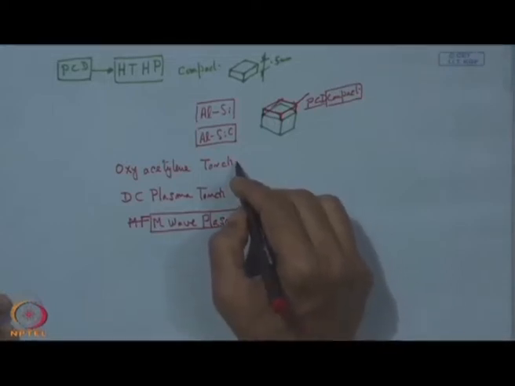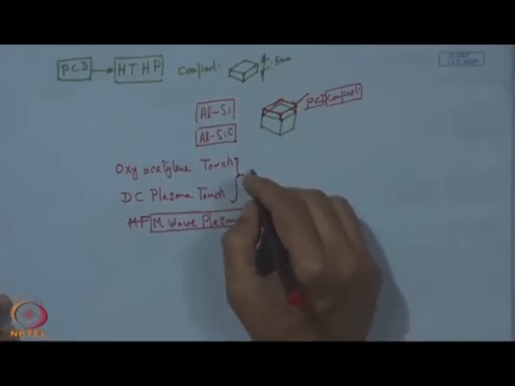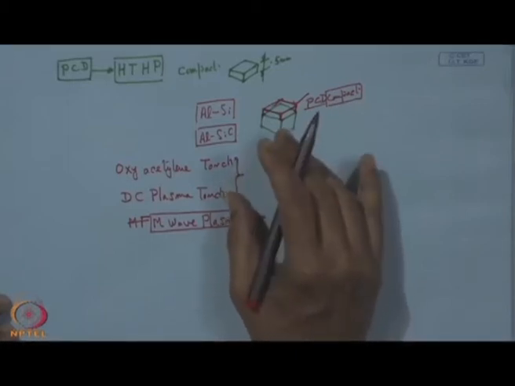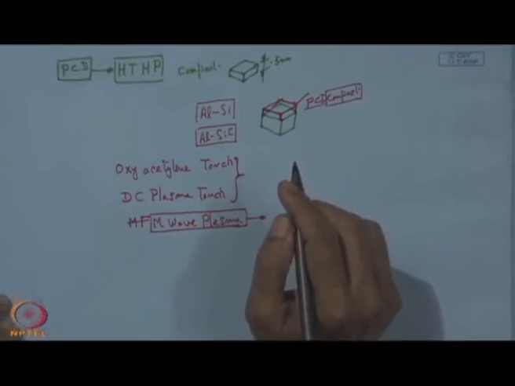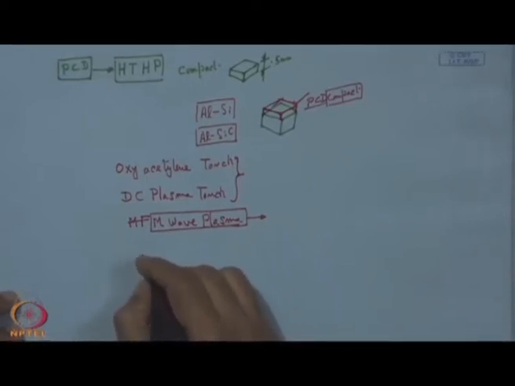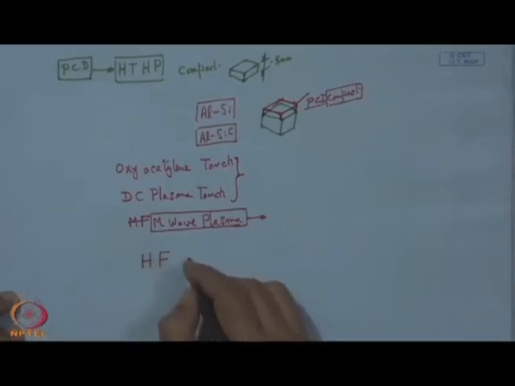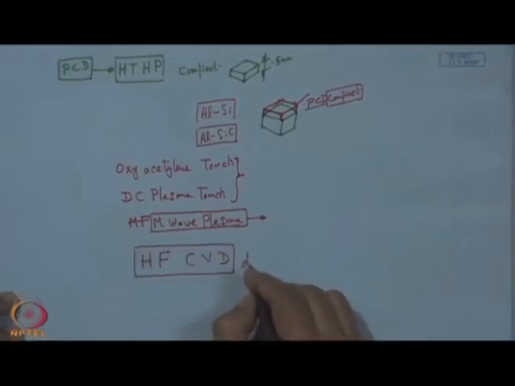Whereas, oxyacetylene torch or DC plasma torch, these are extremely suitable where a very high deposition rate is demanded. However, it cannot provide the same homogeneity in the coating, and also to cover a complicated geometry, there also this process of this oxyfuel torch or DC plasma torch, they have certain limitation. And that is why we have the other one, what we call hot filament chemical vapor deposition. Hot filament chemical vapor deposition of diamond.